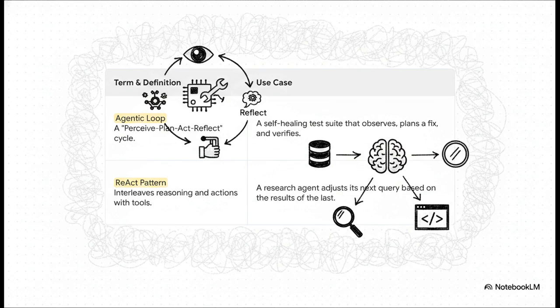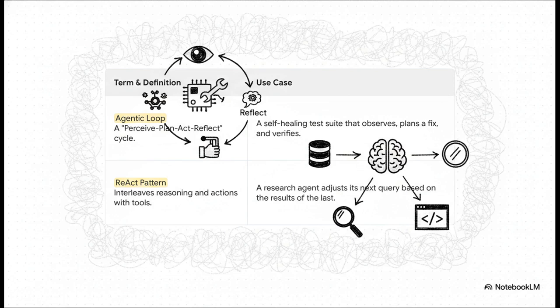A perfect example? A test suite that doesn't just fail, it sees the UI break, figures out a code fix, applies it, and then reruns the test to see if it worked, all on its own. Now the how is where it gets really interesting. That's the ReAct pattern. It stands for reason and act, and it's a huge leap over basic chain of thought. Why? Because it lets the model stop mid-thought, go use an external tool, like query a database, and then bring that result back into its reasoning process.